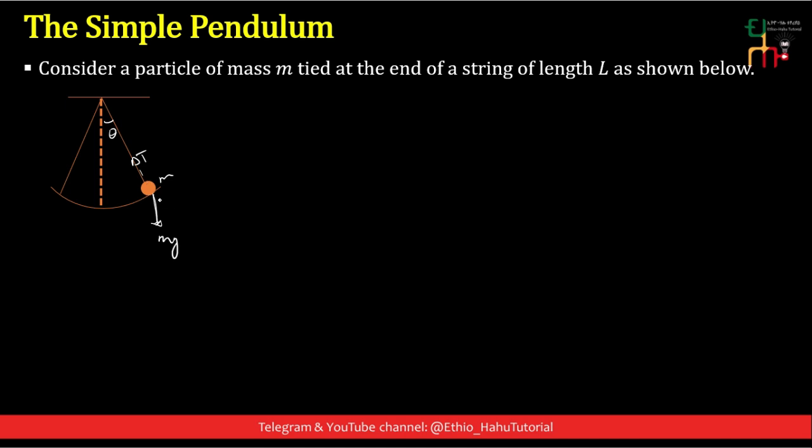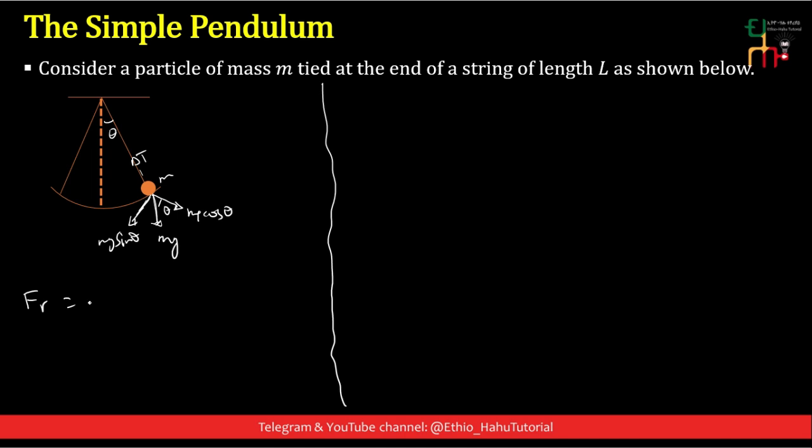This gravitational force is resolved into two components. One is the tangential component, which is mg sine theta, and the other is the perpendicular component, mg cos theta. Since this angle is theta, this angle is also theta. Therefore, mg sine theta is the tangential component, tangent to this circle, and mg cos theta is perpendicular to this circle at this point.